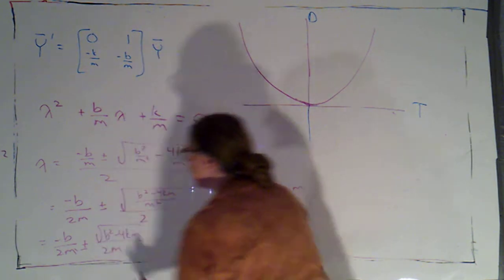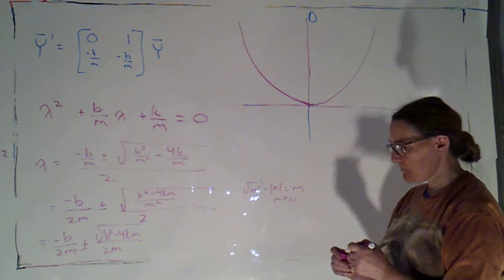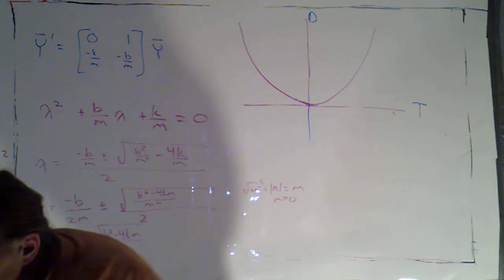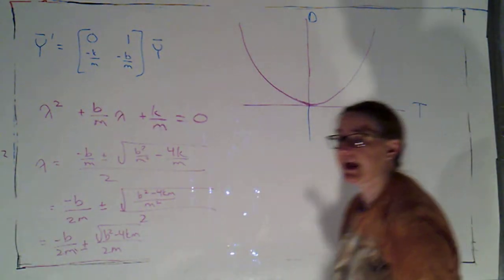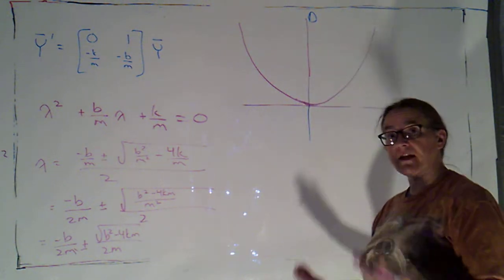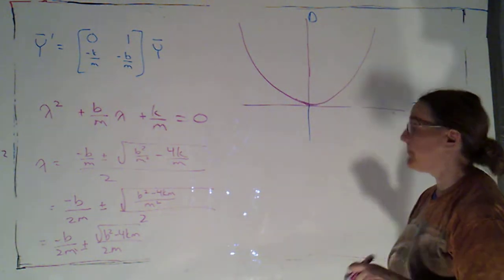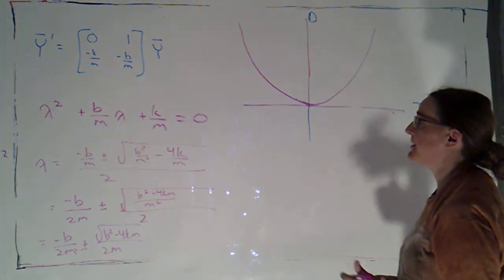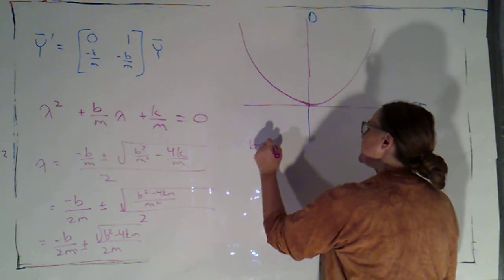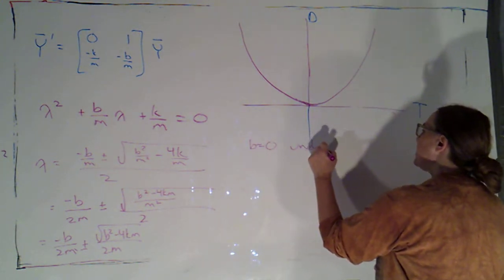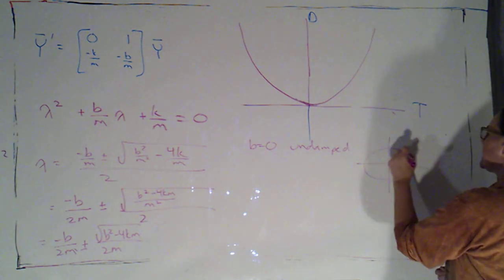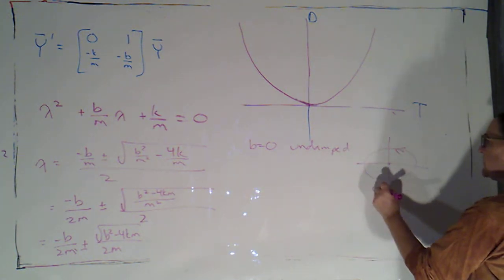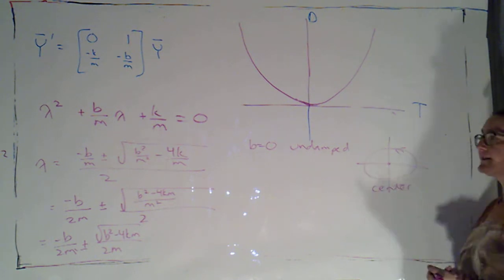all over 2m. All right. So I want to just take a look at the different types of harmonic oscillators we can have, what that makes the trace and determinant, and where they end up on the trace determinant plane. So if b is equal to 0, that was our undamped harmonic oscillator. And remember, that meant that our phase portrait was going to give us this situation where the origin was a center.